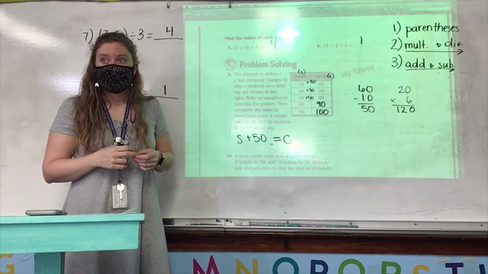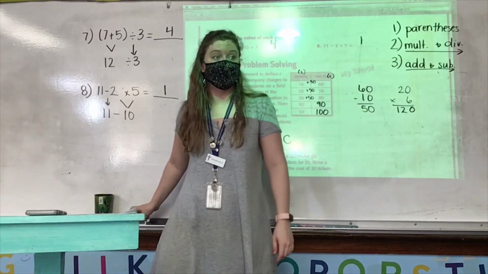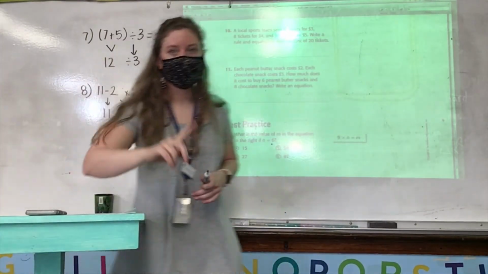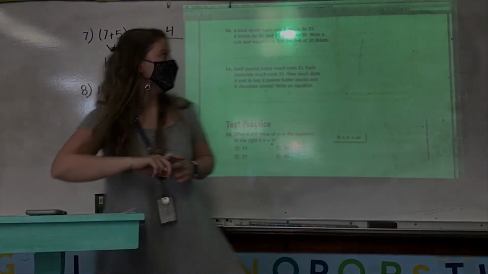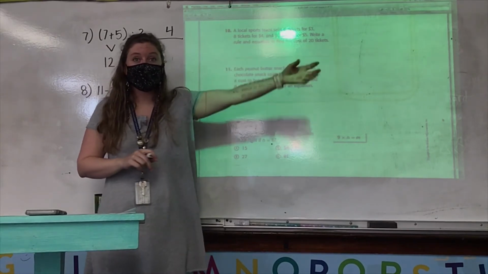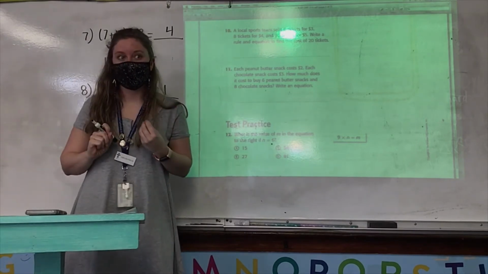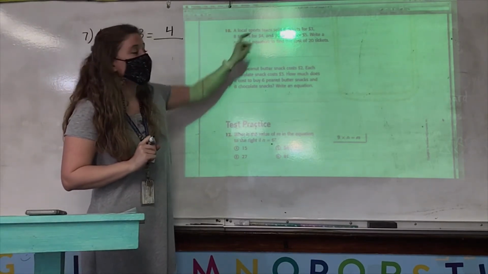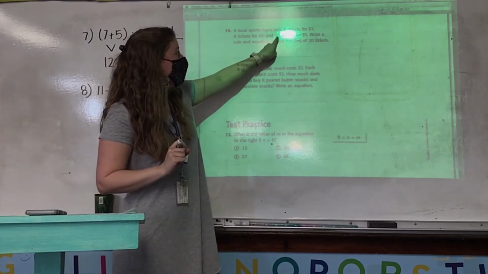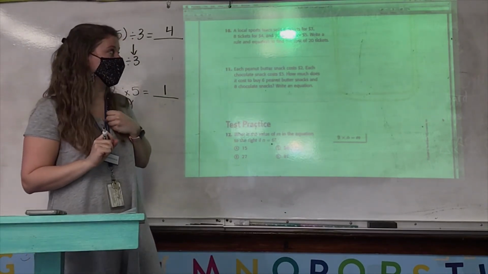So what do we have to show on our solution? That was if you needed to do this, which is always helpful. Okay. Number 10 says, a local sports team sells 6 tickets for $3. That means you buy 6 tickets, you give them $3. 8 tickets for $4. You want 8 tickets, you give them $4. And 10 tickets for $5. You want 10 tickets, you give them $5.